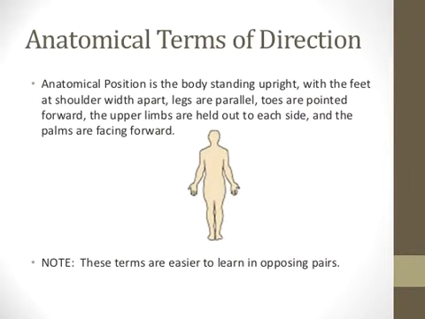Anatomical terms of direction are important for doctors or medical professionals because it gives them a universal language to describe the human body. It is based on a universal position called the anatomical position. This is with the body standing upright, feet shoulder apart, legs parallel, and toes pointed forward. The upper limbs are held out to each side with the palms facing forward. We are about to discuss the terms of direction, and you'll note that they're easiest to study in pairs.